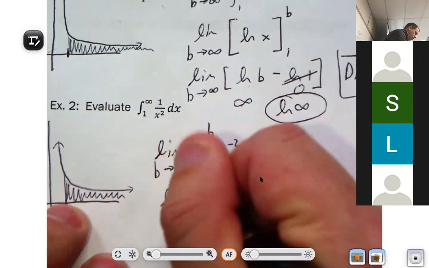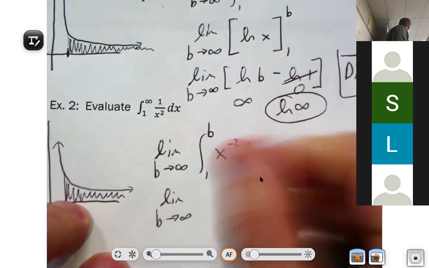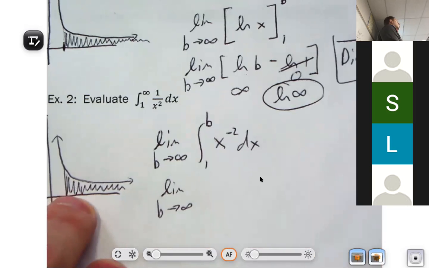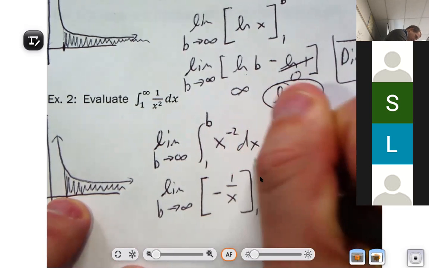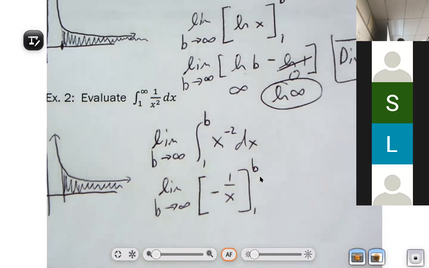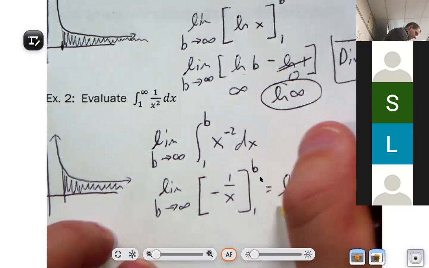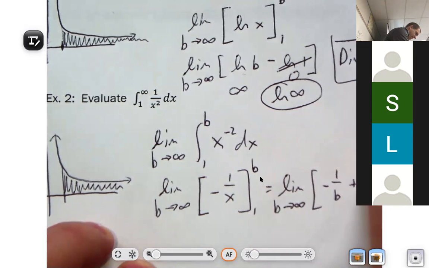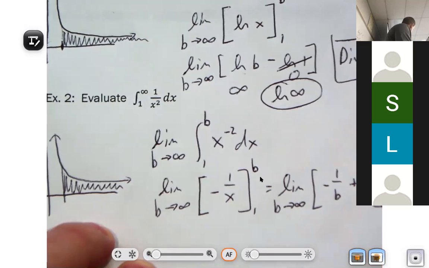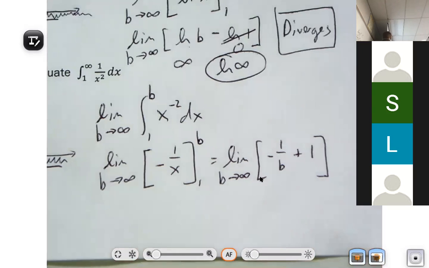So I bump that up to -1, divide by -1. So -1 over x. Did I do that right? And then I'm going to plug in b, and then I'm going to plug in 1. So I plugged in b, and then I'm subtracting -1, so I just put the +1 there.